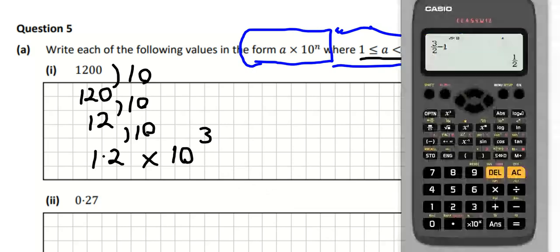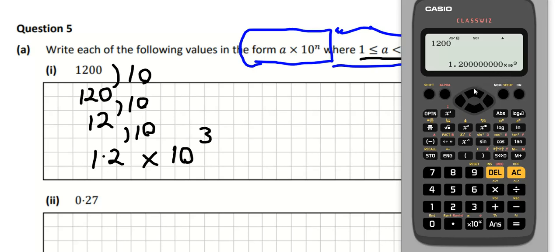For those of you who don't remember, you can do it this way as well. 1,200. Press the equal sign. Go shift, setup, down. Number format 3. Science mode 2. Select 0. Press equals again. 1.2, 10 to the power of 3.